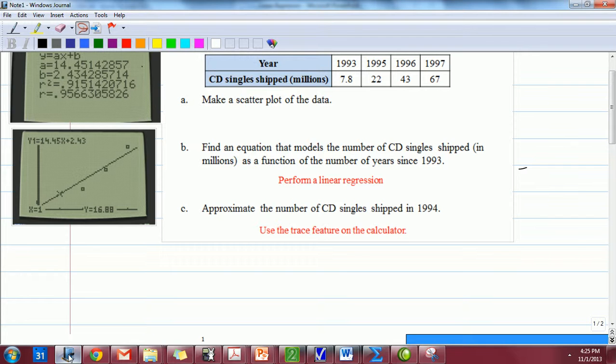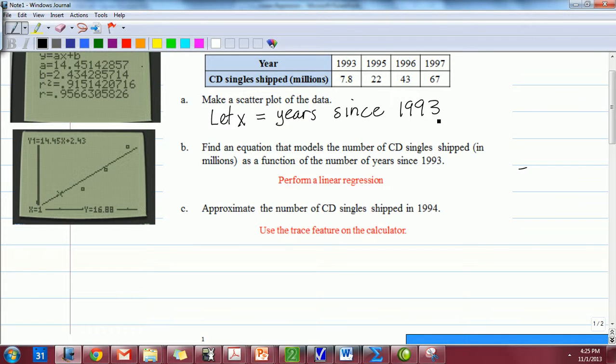The first thing you notice is I'm not going to do my scatter plot. When you do your scatter plot, you're not doing it by years. Instead, you want the graph to be nice and simple. So I'm going to let x equal years since 1993.